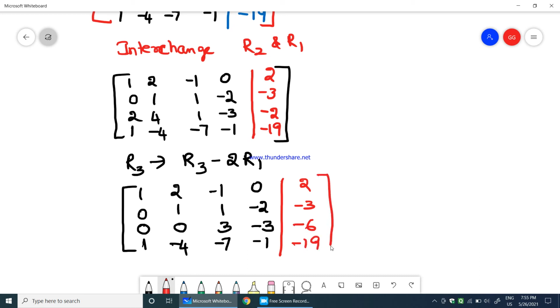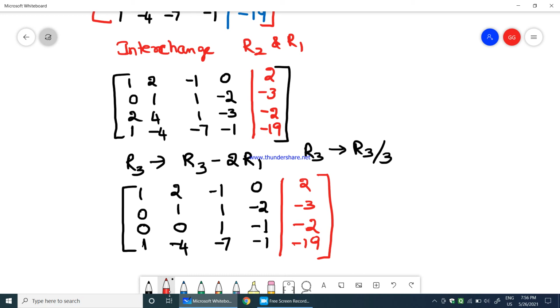So the next step I can do is divide row 3 by 3. If I divide that, what happens here is this becomes 1, this becomes minus 1. So this becomes 1 and minus 1, and this becomes 2. This becomes minus 2. Okay, so this is possible.